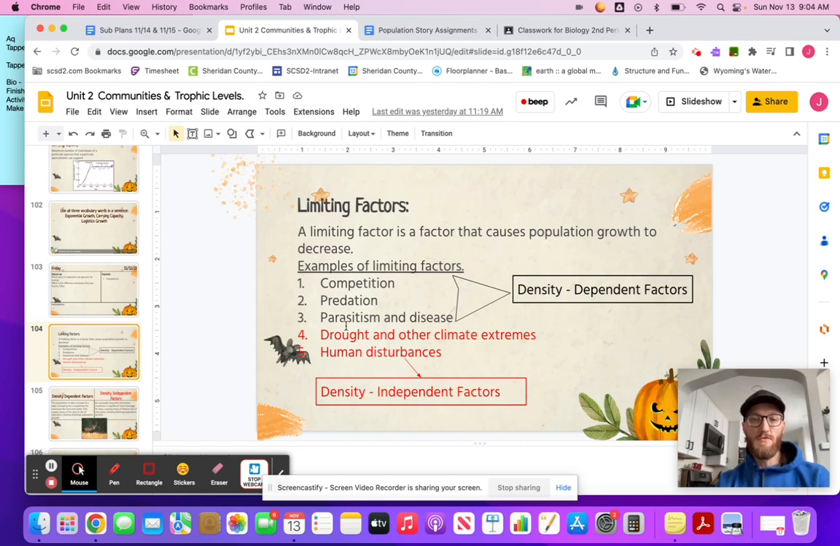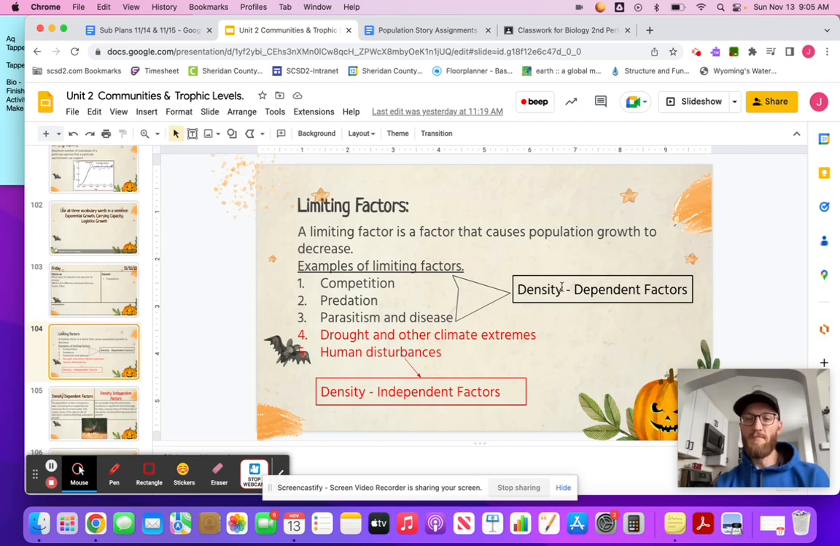So parasitism, usually with parasites, a lot of disease tends to follow that. And then we also have things where our resources are affected, whether it's from drought, whether it's from human disturbances, things that are not a result of that population of those species. So we really can break these down into two big categories: our density independent factors and our density dependent factors.